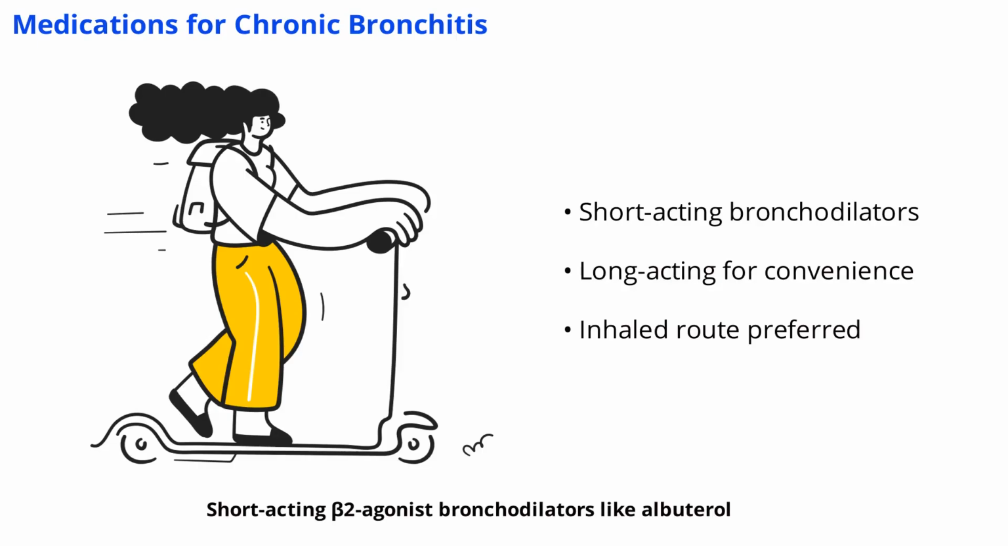Short-acting beta-2 agonist bronchodilators, like albuterol, are used to relieve airflow limitation in chronic bronchitis. Long-acting beta agonists, such as salmeterol or formoterol, may be more effective and convenient for responsive patients. Inhaled medications are preferred over systemic forms to minimize side effects and improve compliance.